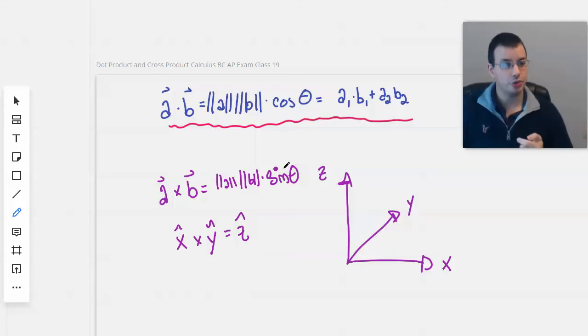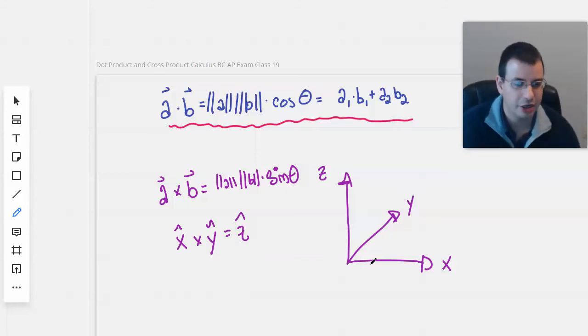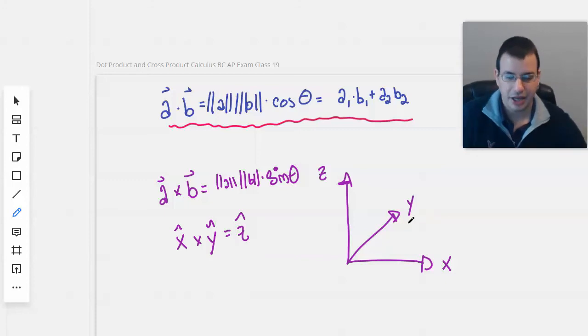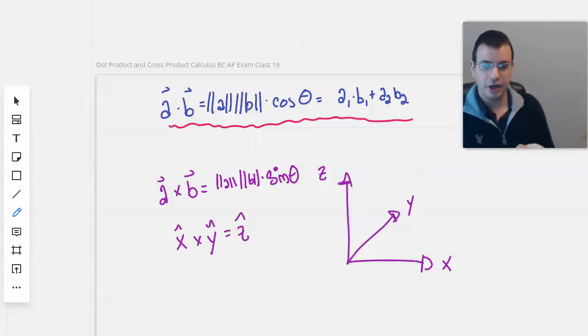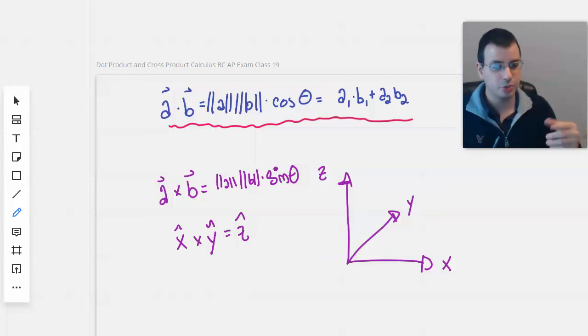The other part is the direction. So the way the direction works is you already know that it's going to be perpendicular to both. So if you looked at x and y here and imagined it as a plane, then you could say, all right, this is going to be perpendicular to that. But then you're given two directions. So the definition of the coordinate system is x cross y equals z.